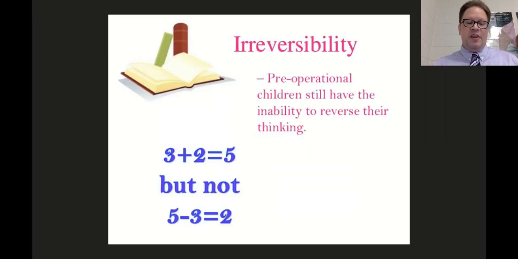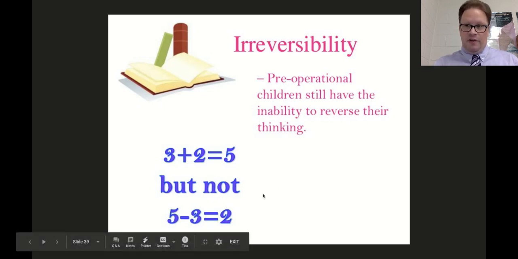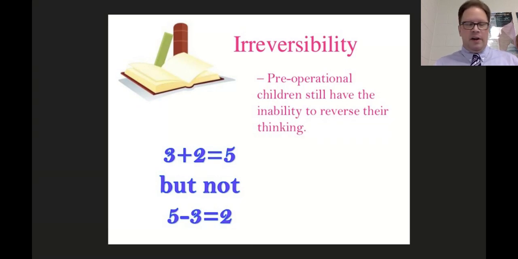Irreversibility is the inability to think through a series of events or mental operations and then mentally reverse the steps. So a child has an inability to do and then undo an act in their mind. When I was in first grade, I had a major issue. I could add 3 plus 2 equals 5. But when it came to 5 minus 3 equals 2, that just completely blew my mind. It just didn't make any sense to me. That would be an example of that.